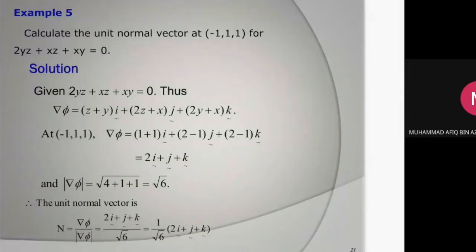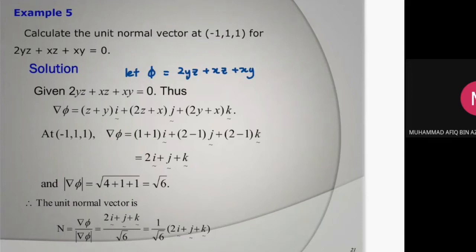Example 5. Calculate the unit normal vector at (-1, 1, 1) for 2yz plus xz plus xy equal to 0. So this is the formula. From this, you have to find the gradient phi. Let phi be equal to 2yz plus xz plus xy.